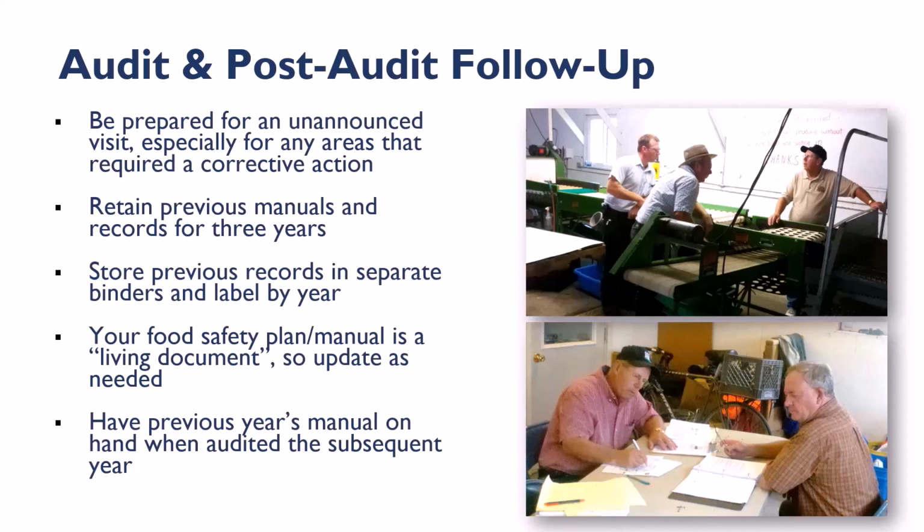Remember that your plan of action manual is what we call a living document and should be updated as you make any changes during the growing season and from year to year. Be sure that any changes are appropriately documented, and for any subsequent audit, always have the previous year's audit manual on hand in case the inspector wants to see that any changes or corrective actions were documented.